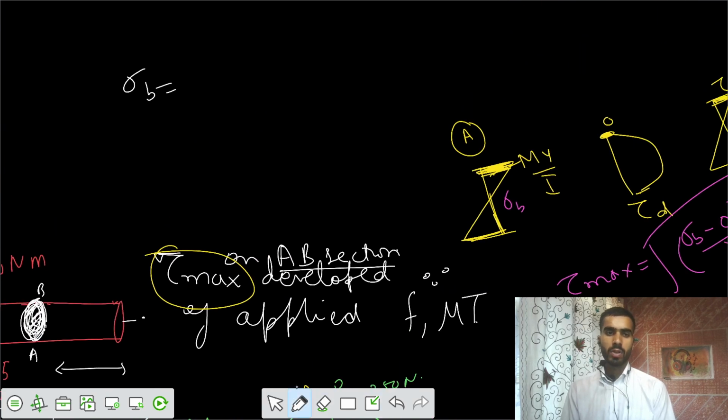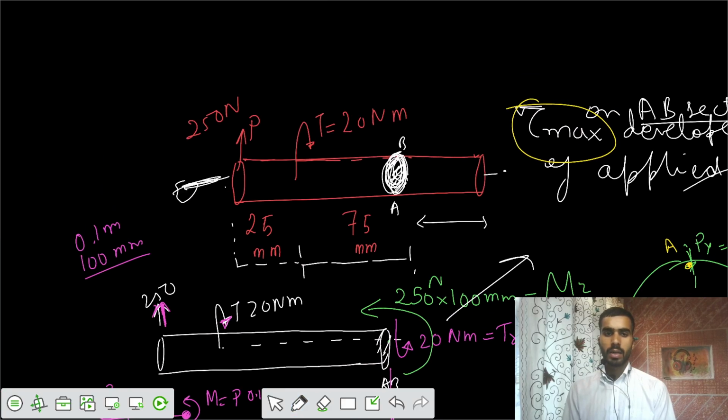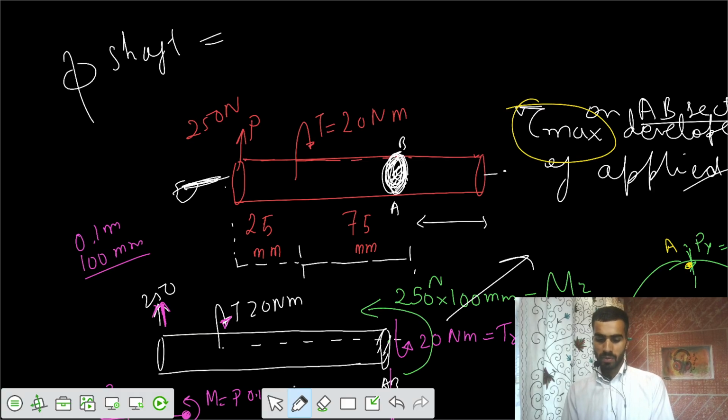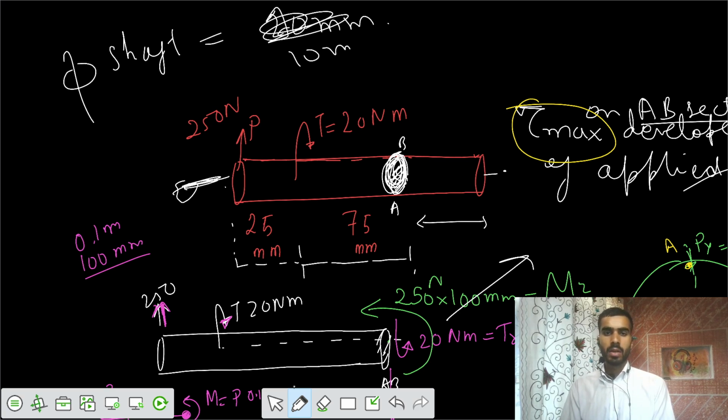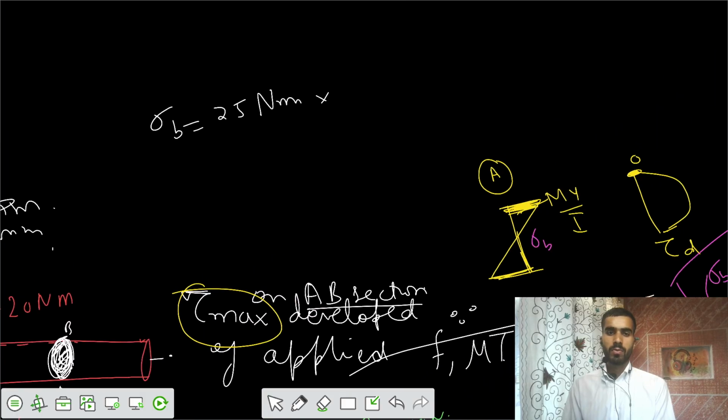So sigma bending equals 25 Newton meter, and y maximum would be equal to the diameter. Let's say the diameter of the shaft equals 20 millimeter. Is it 10 mm or 20 mm? I think 10 mm. Diameter of the shaft is 10 millimeter. So that means your y maximum would be equal to 5 millimeter.